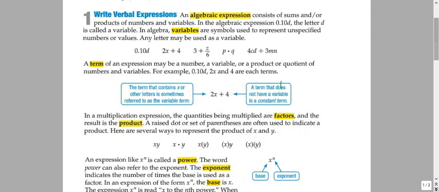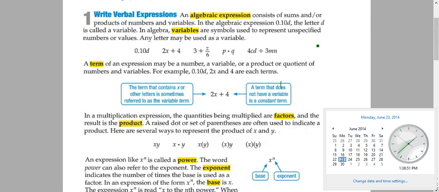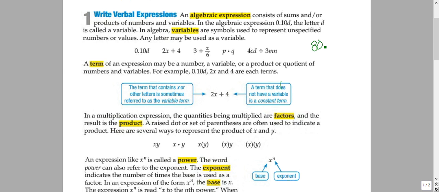An algebraic expression consists of sums and/or products of numbers and variables. We have already set up an algebraic expression. They have some good examples, but I'm going to use these instead because we've already dealt with 80p plus 120. Notice that it consists of sums. We were adding two pieces together. We were also multiplying. 80 times p is what's called a product. In this expression, we had that variable p because we understood the amount of people going could vary. So we put in the variable p for that.